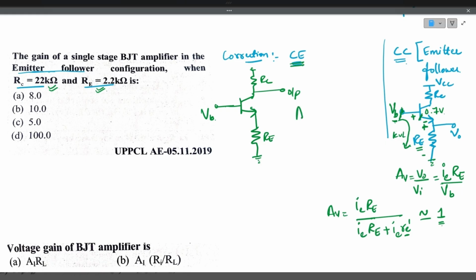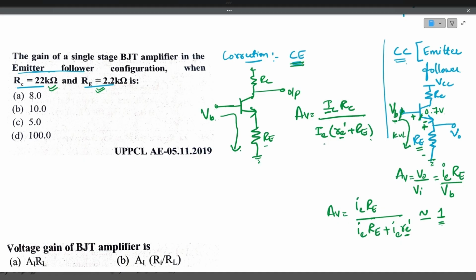So the voltage gain AV will be output voltage divided by input voltage. Output voltage is collector current multiplied by collector resistance, divided by input voltage, which is nothing but emitter current multiplied by RE dash, the small emitter model resistance, plus RE. If you apply KVL here, there is a small emitter model resistor inside the emitter junction, that is RE dash, which is a very, very small value, and RE. The input voltage will drop across this.